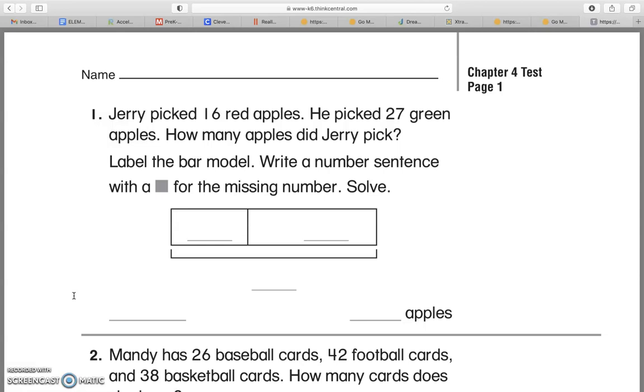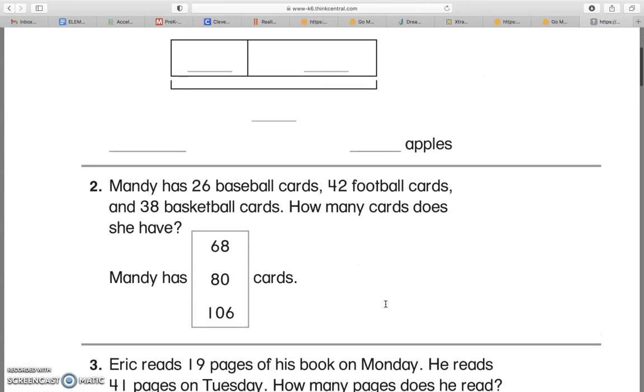Number 1. Jerry picked 16 red apples. He picked 27 green apples. How many apples did Jerry pick? You need to label this bar model here. The lines are for missing numbers. I need to see a number sentence written on this line with a blank for the missing number. Then I need to see where you have solved it.